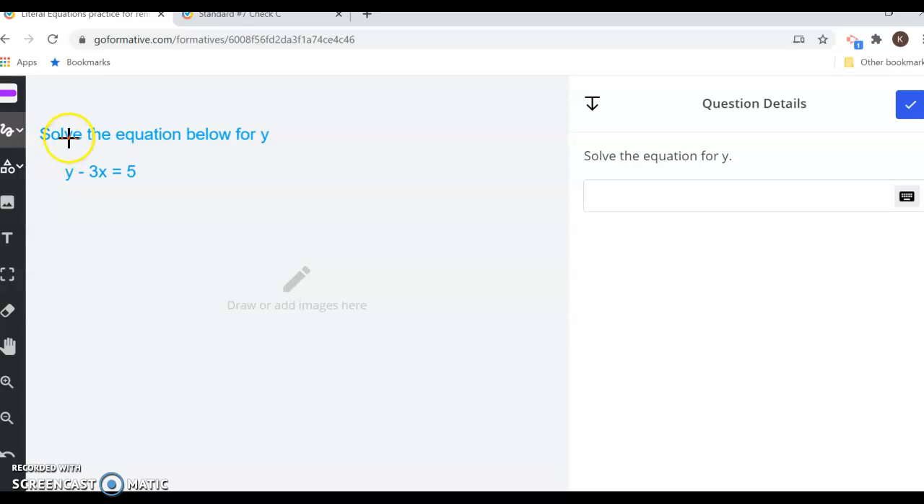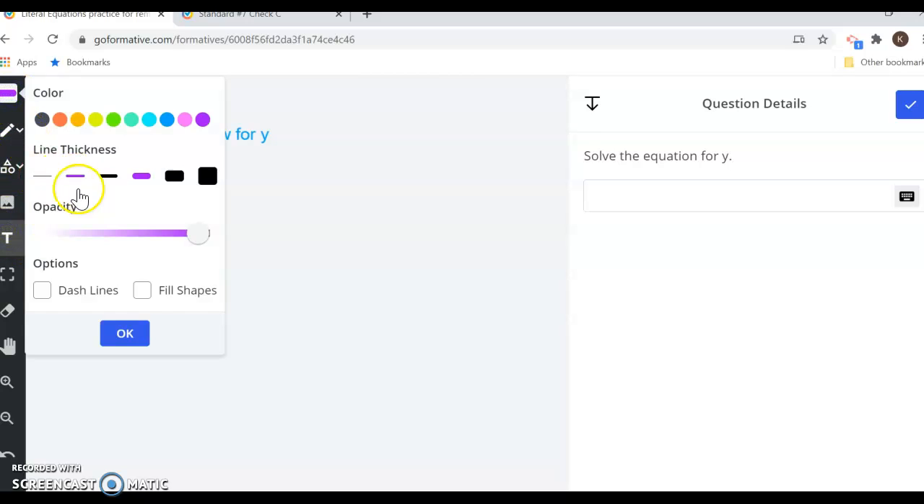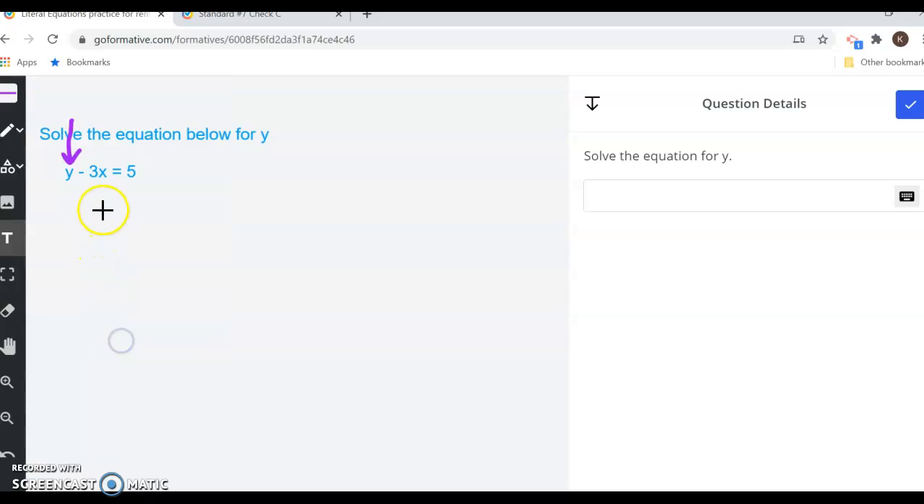So the first thing I'm going to do is identify that the y is right here. That is the thing that has to stay. This is the thing that has to go. How you get rid of that is you do the opposite. So we're going to take that minus 3x and do plus 3x on both sides. So I'll go plus 3x on this side, and I'll do plus 3x on this side.